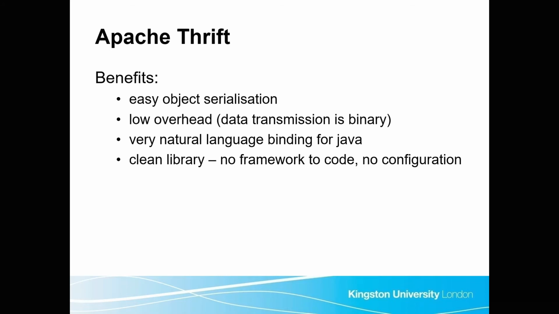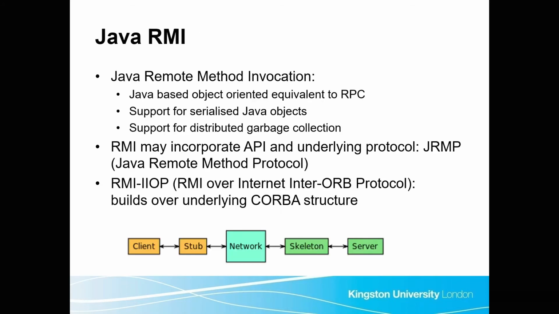And the other technology is Java RMI, or Remote Method Invocation, a Java-based object-oriented equivalent to RPC, supported for serialized Java objects, supporting distributed garbage collection, so quite interesting. RMI may incorporate an API and an underlying protocol like Java Remote Method Protocol. The heart of this solution is RMI IIOP, so RMI over Internet Inter-ORB Protocol, built over underlying CORBA structure.